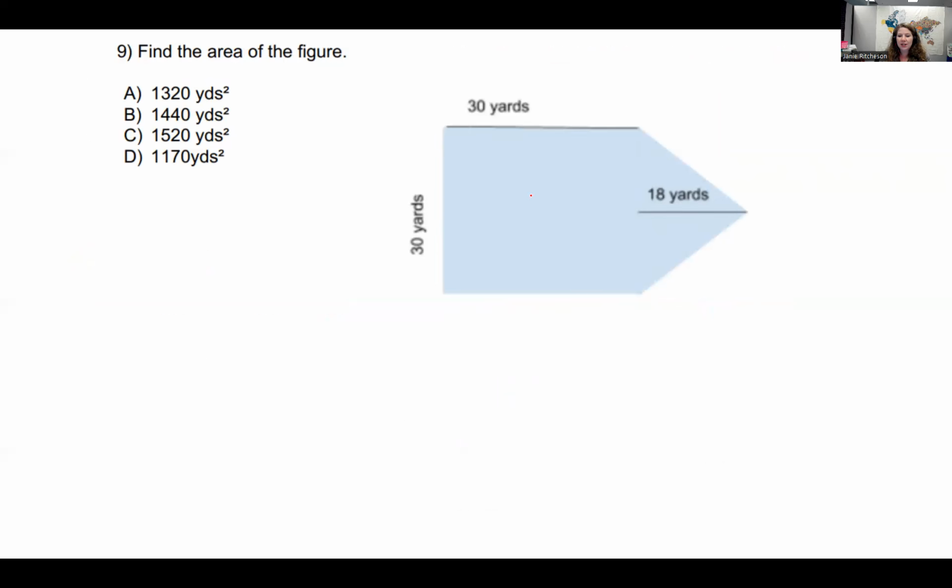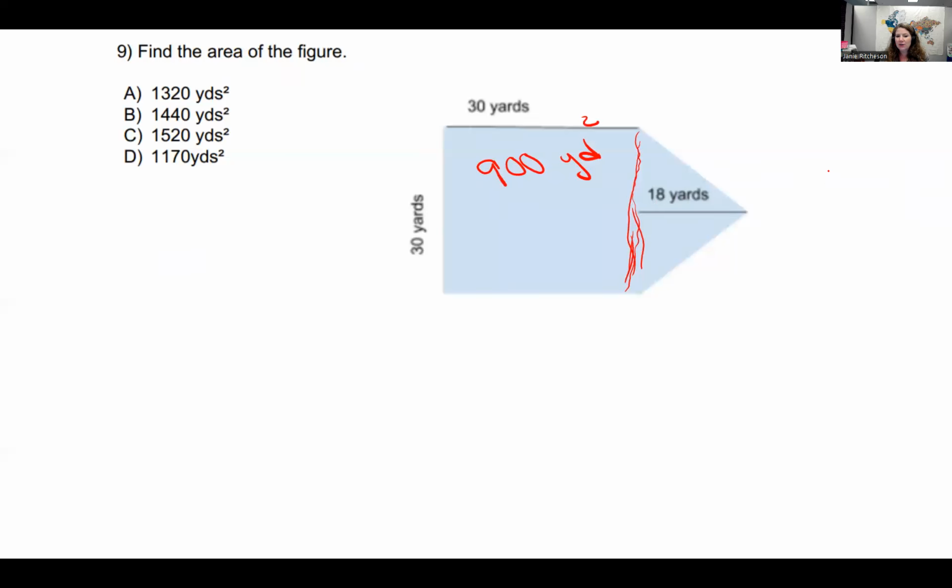Find the area of the figure. So here we have a big square attached to a triangle. Ooh, wish I could draw straight lines. So a 30 by 30 square is going to be 900 yards squared.